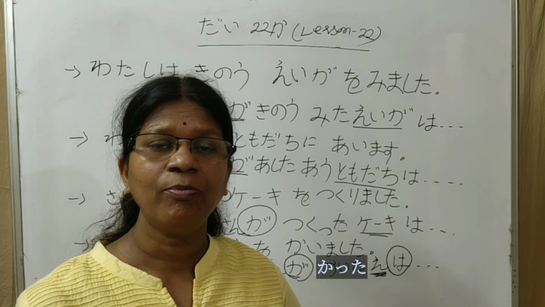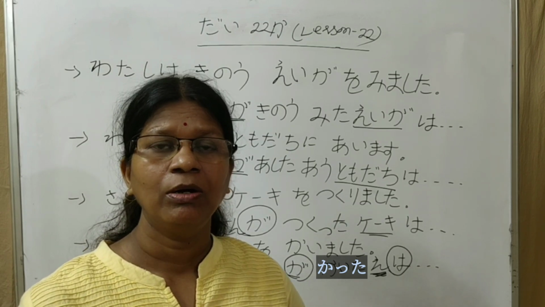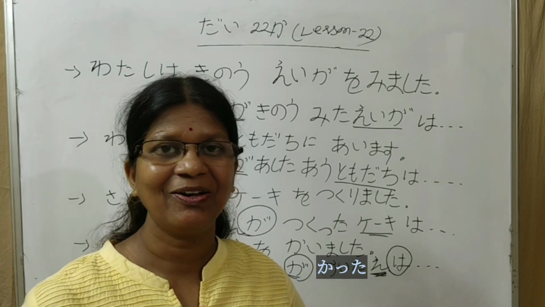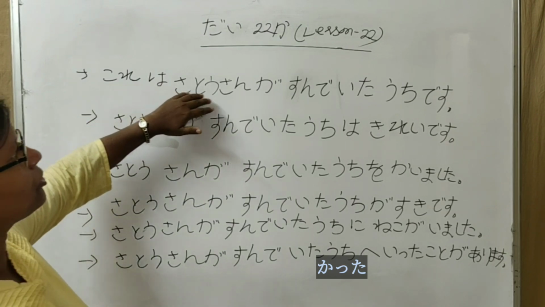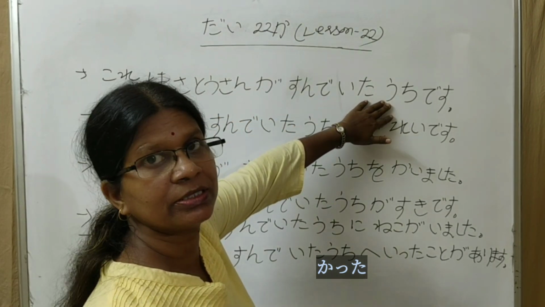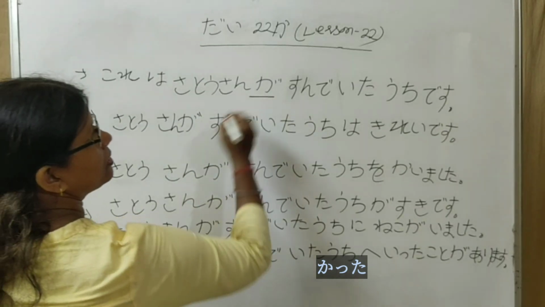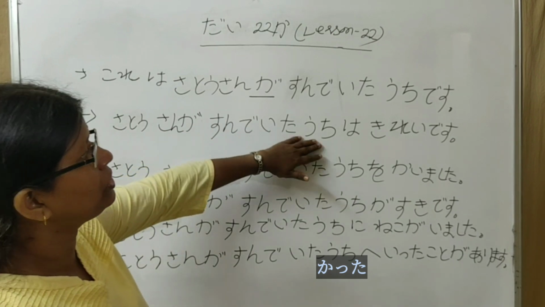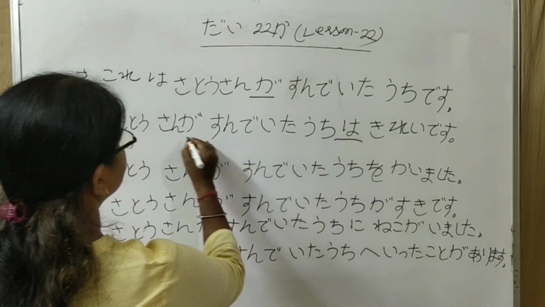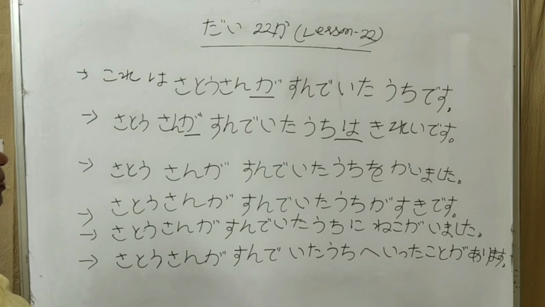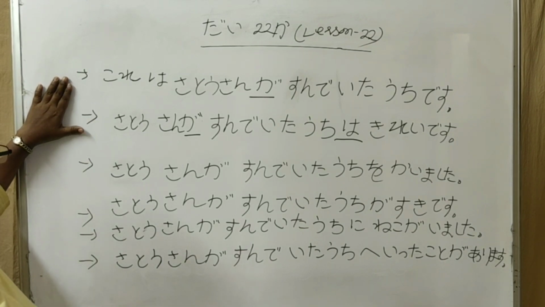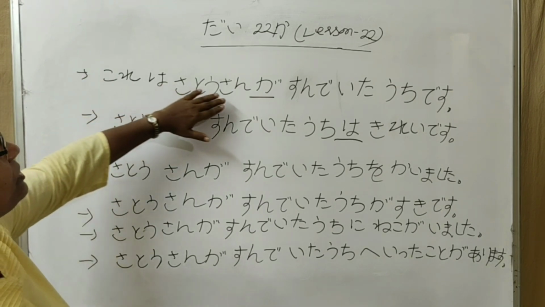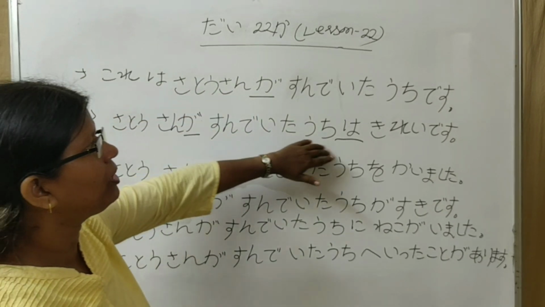Next, we learn how many kinds of sentences we can form when a sentence modifies a noun. Okay, let's learn. Kore wa Sato-san ga sunde ita uchi desu. Sato-san ga sunde ita uchi wa kirei desu. Okay, these are the things we already learned before. When that sentence modifies a noun, the subject takes the ga particle and that noun takes the wa particle.